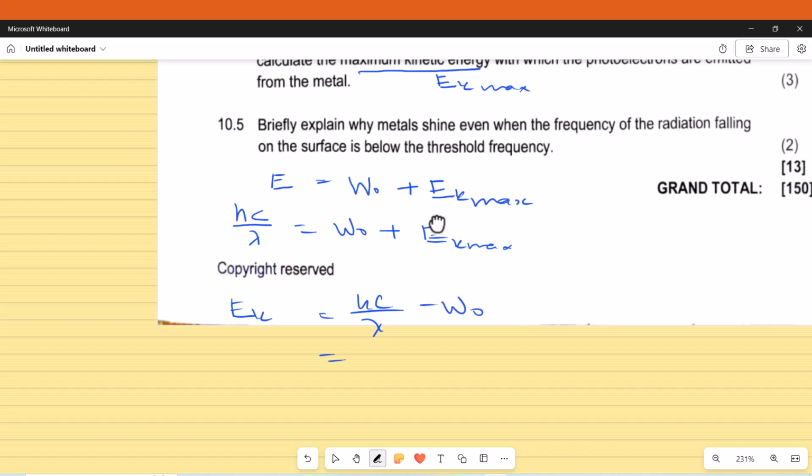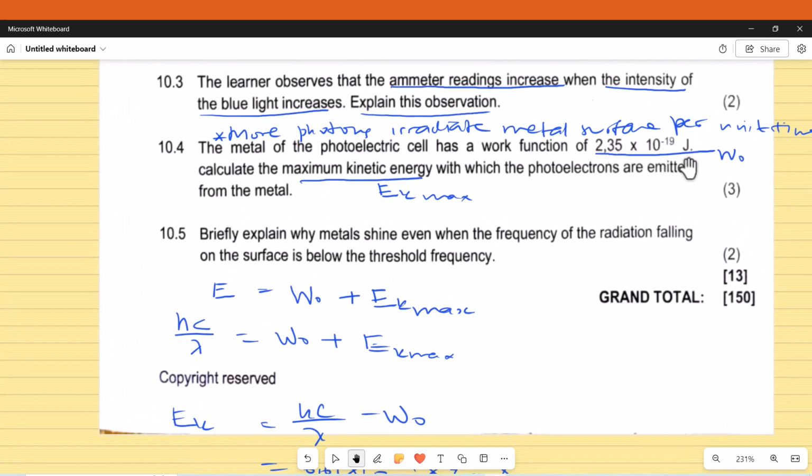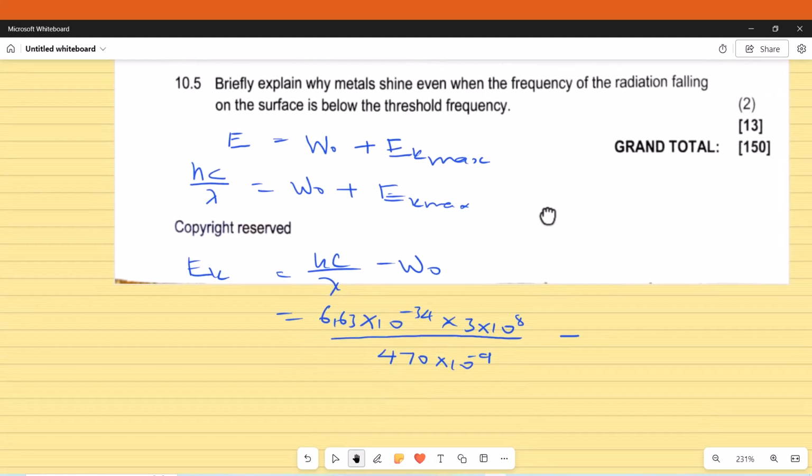Now this h is called Planck's constant, given by 6,63 times 10 to the power negative 34. And c is 3 times 10 to the power 8, divided by lambda. They gave us 470, but they said nanometers, so we're going to say 470 times 10 to the power negative 9. Then minus the given work function, 2,35 times 10 to the power negative 19.